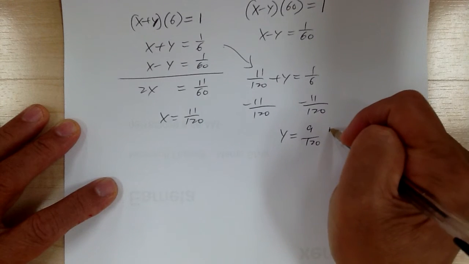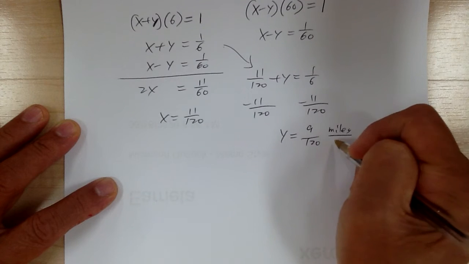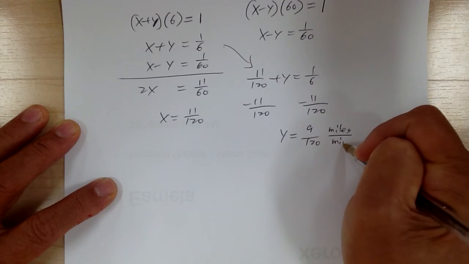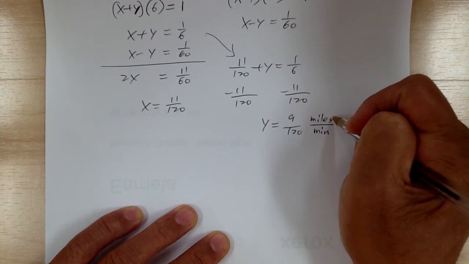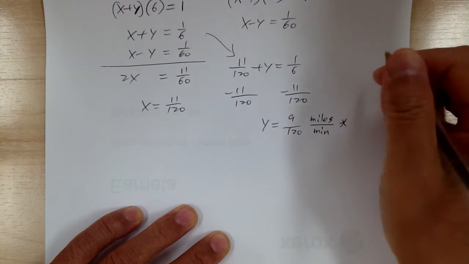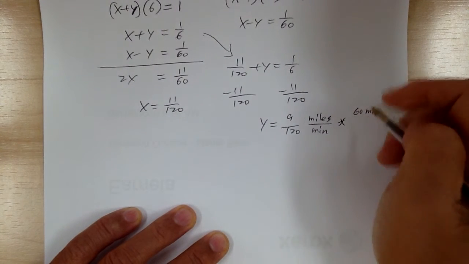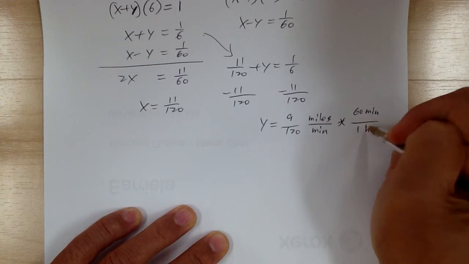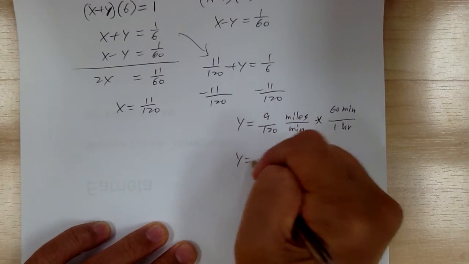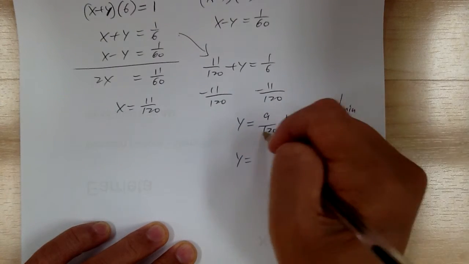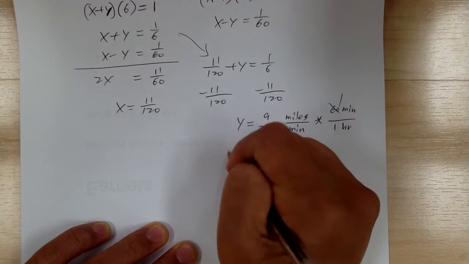Okay, but this is miles per minute. So you have to be careful. They ask for miles per hour. So you need to multiply by, you have to get rid of the minutes. You have to put 60 minutes up here, 1 hour, so that's how you get the hour down here. So y, they cancel out. So you're going to get 4.5 miles per hour.